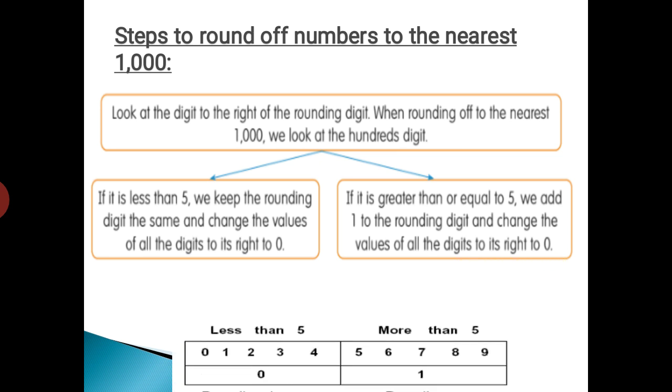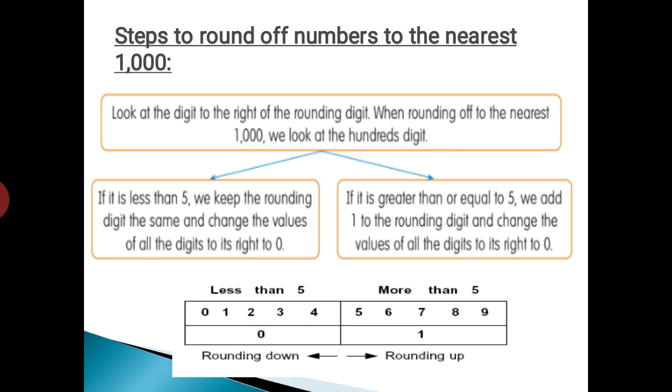We'll see this with the help of an example. So if the hundreds place digit is from 0 to 4, we round it down and make all of them 0. And if it is 5 or more than 5, we add 1 in the thousands place. So let's see it here with an example.